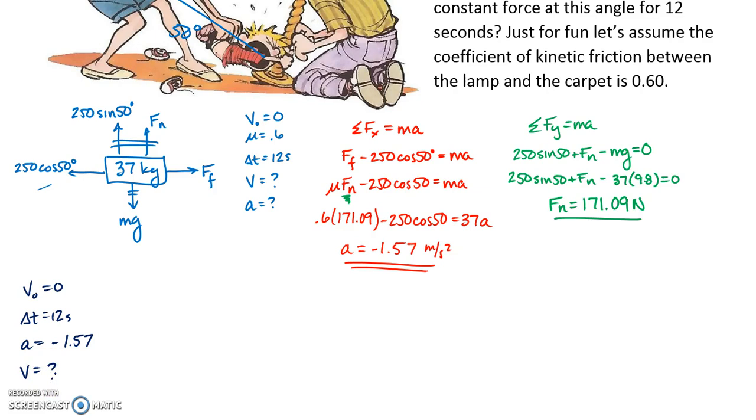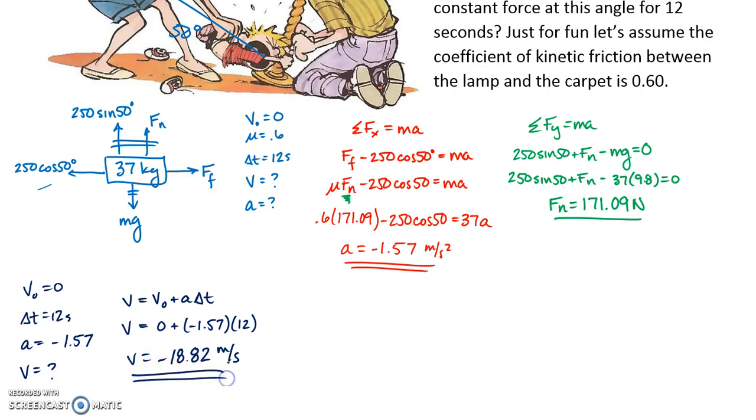Again, this should give me a negative final velocity because we have them going to the left, which is the negative direction. So if I set this up correctly, the equation I want to use is v final equals v initial plus a delta t. Now it's a matter of substituting and solving. So 0 plus negative 1.57 times 12. If I do my math correctly, I get negative 18.82 meters per second, which, by the way, is really fast.